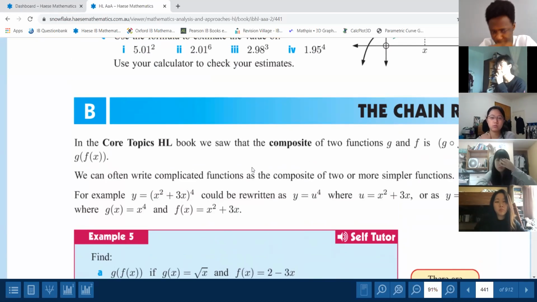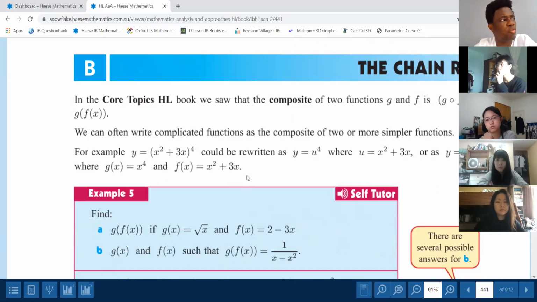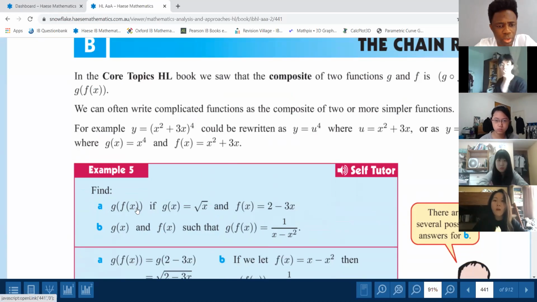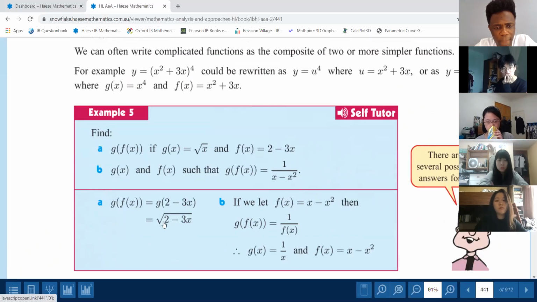So for example, if y is a function of g and g is a function of x, what do I mean by that? This g f of x means g is a function of this and f is a function of this. This function is the composite of these two functions. So how do we differentiate a composite function?